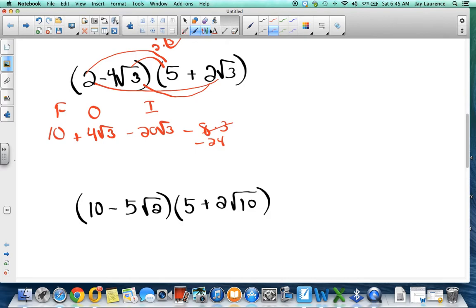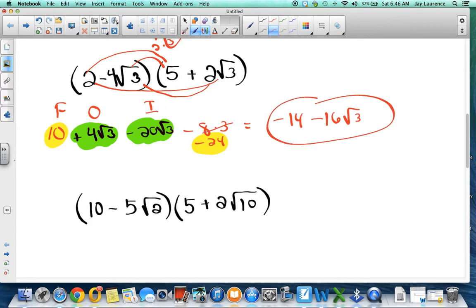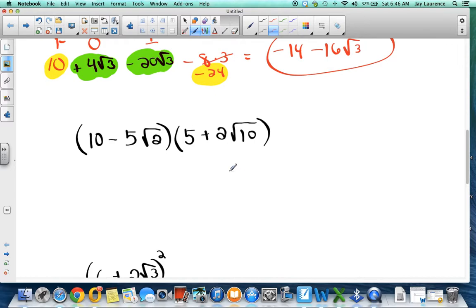Now I'm going to combine my like terms. All right, so I've got a 10 and a negative 24. And I also have a positive 4 rad 3 and a negative 20 rad 3. So I'm going to get a negative 14 from the yellow ones. And from the green ones, I'm going to get a negative 16 rad 3, right? 4 minus 20, negative 16. There you go. All right, coming down here, we're going to do 10 times 5.